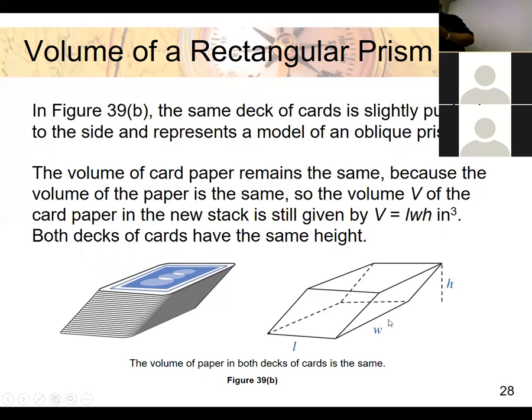So that volume remains the same. And we still have the same height. Here, the height is out here somewhere. It's still going to be the same, and the volume will still be the same as well.